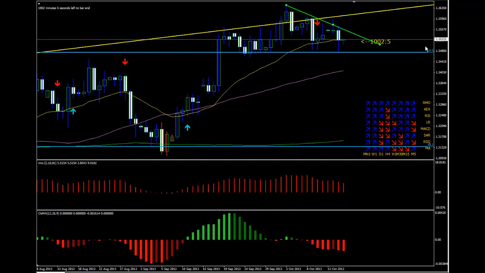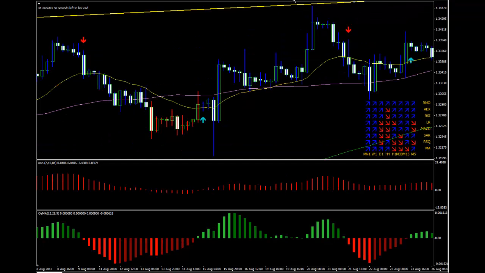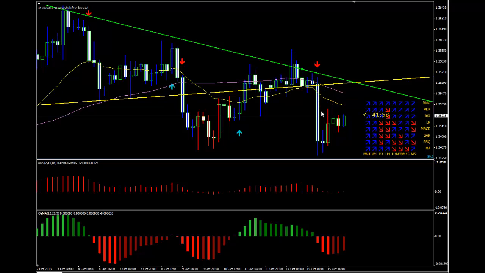So onto our 4-hour time frame. Let's have a quick look at that time frame, and you can quickly see a very bearish engulfing candle a couple of hours ago.